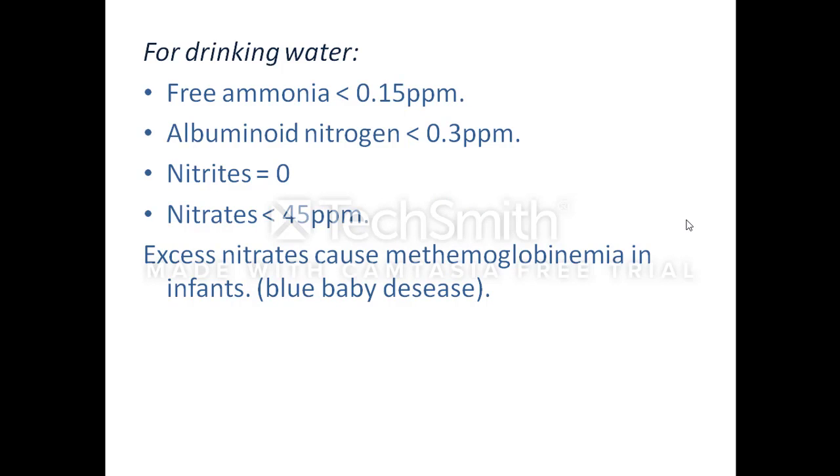For drinking water, the free ammonia should be less than 0.15 parts per million, and the albuminoid nitrogen should be less than 0.3 parts per million. The nitrite should not be present in the water sample, and the nitrates should be less than 45 parts per million. Now, the presence of excess nitrates in water may cause the disease called methemoglobinemia in infants. It's also called blue baby disease.